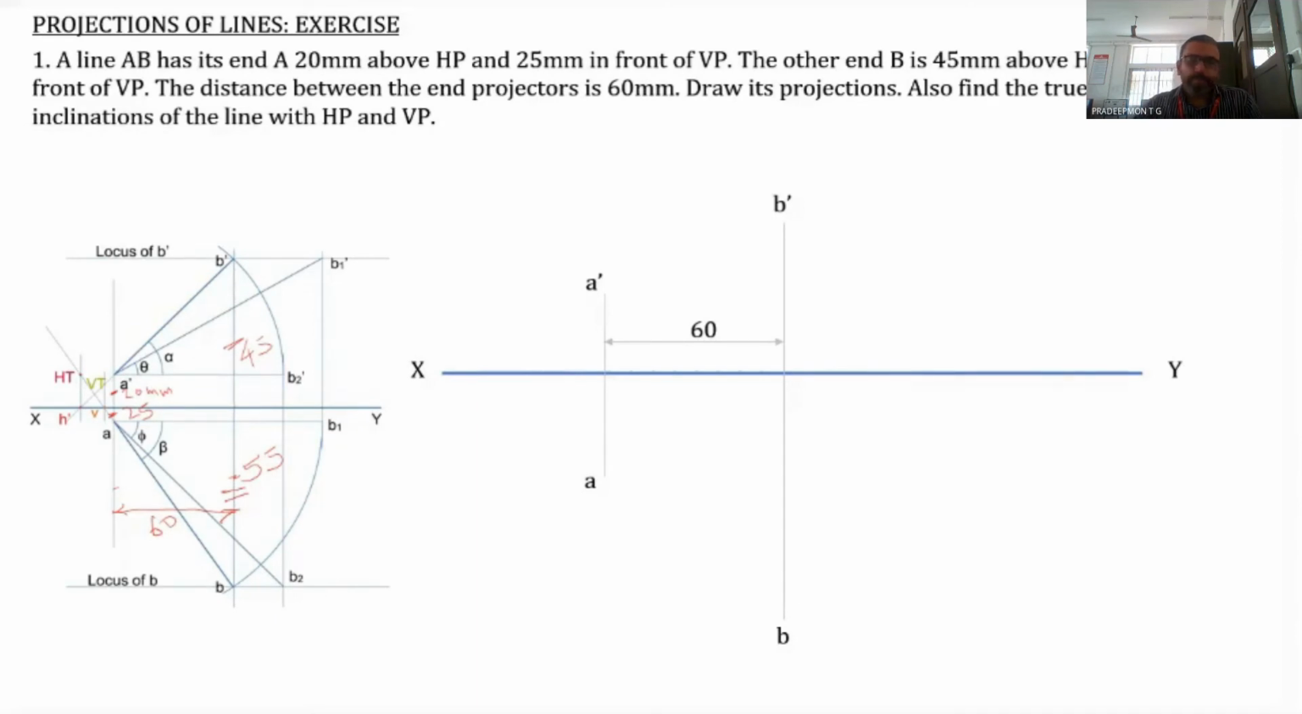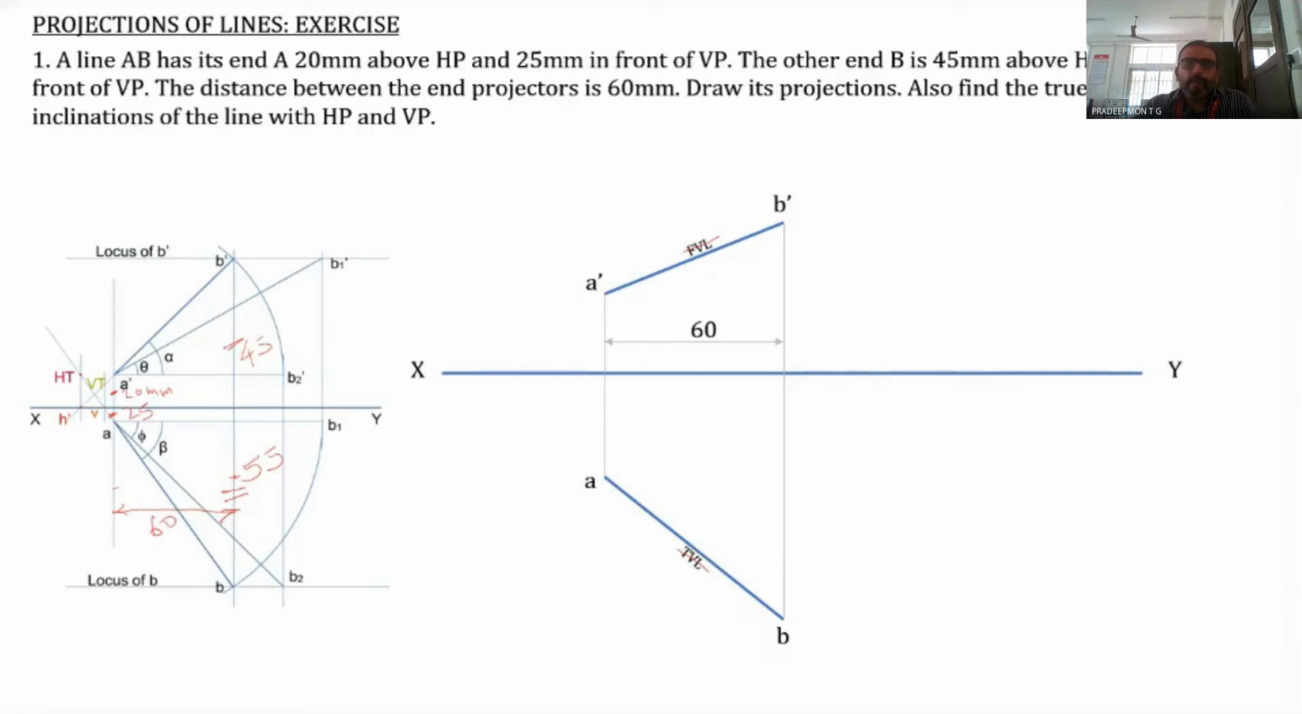Now join A dash and B dash as well as A and B. A dash B dash as well as A and B are marked. This is the front view length and this is the top view length. No need to write this front view length as well as the top view length. Here actually this is for the explanation purpose. We have given this front view length as well as top view length. You don't have to display it.